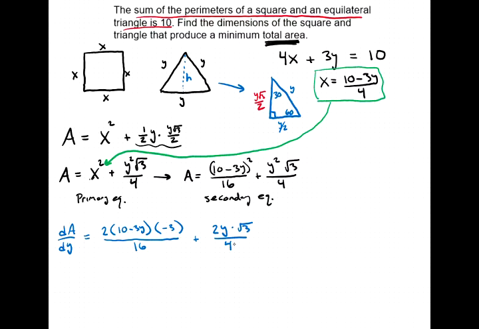Now let's clean this up a little bit. The 2 and the 4 cancel to a 1 and a 2. The 2 and the 16 cancel to a 1 and an 8.